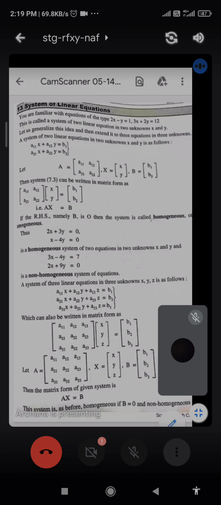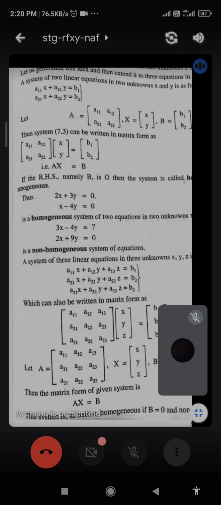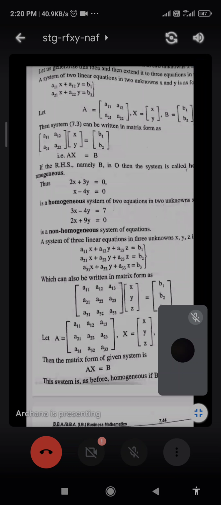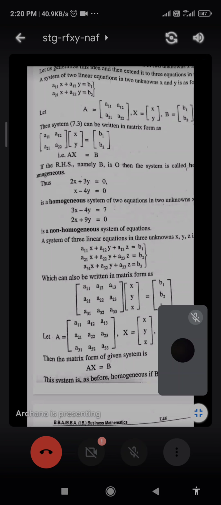X comma y is equal to 0 is called a trivial solution. In each and every homogeneous system of linear equations, this solution exists, which is x is equal to 0 and y is equal to 0. This one is homogeneous. Next one, for non-homogeneous: 3x minus 4y is equal to 7 and 2x plus 9y is equal to 0.